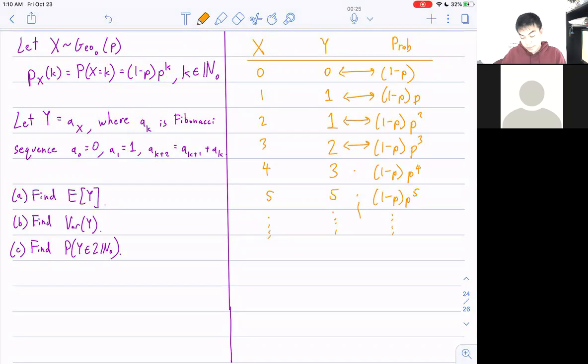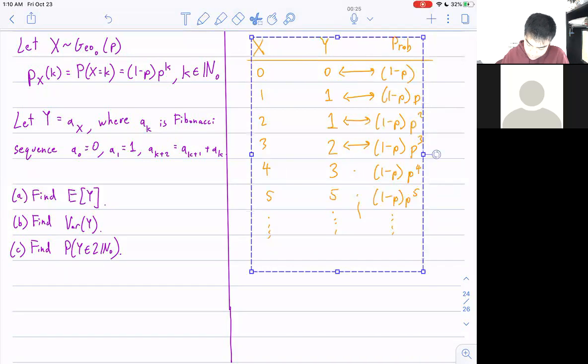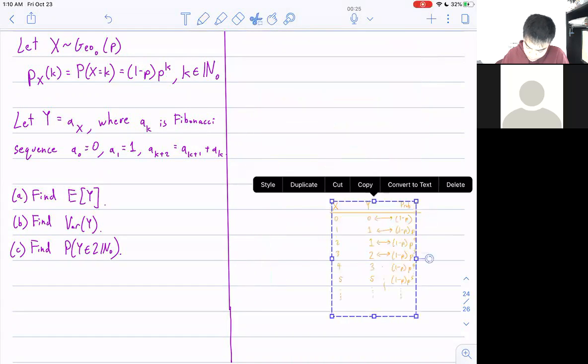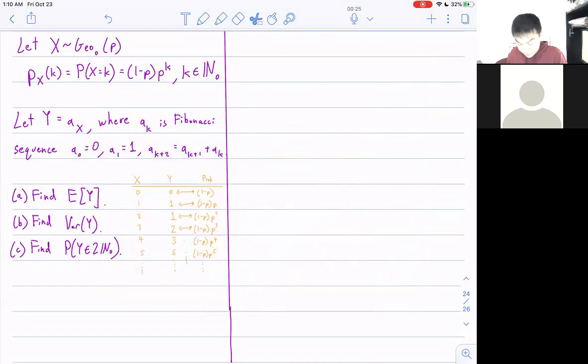And we're going to use this now to find common functionals, common characteristics, such as the expected value of this geometric distribution on the Fibonacci sequence, if you will, the variance of this random variable, and then what's the probability that this random variable will be even. So let's do that. I wonder if it would be interesting if I just put this little table right here for now. Cool.